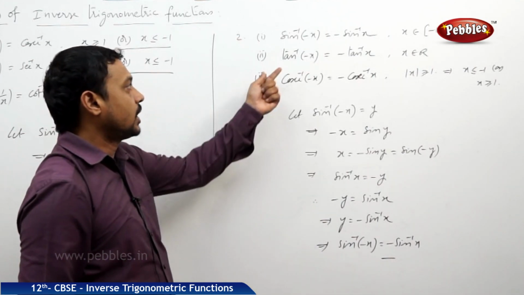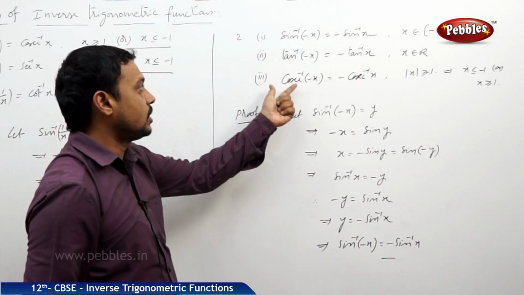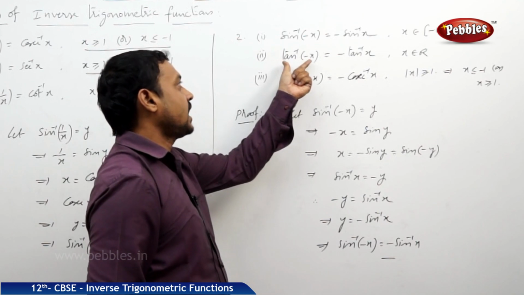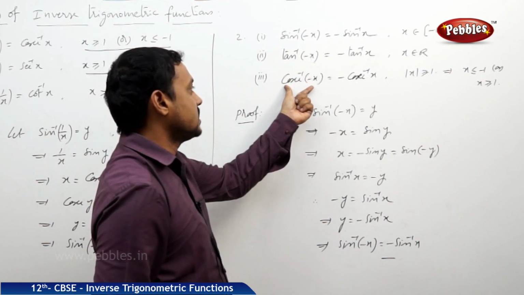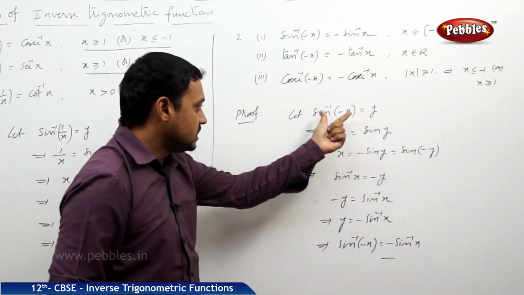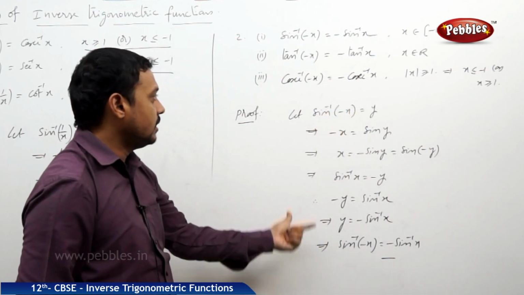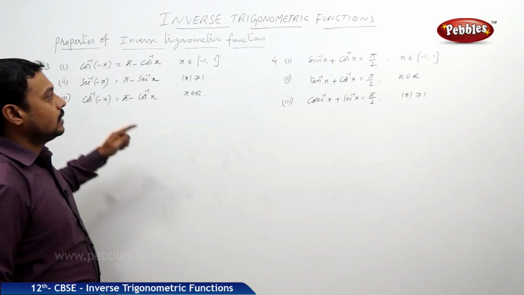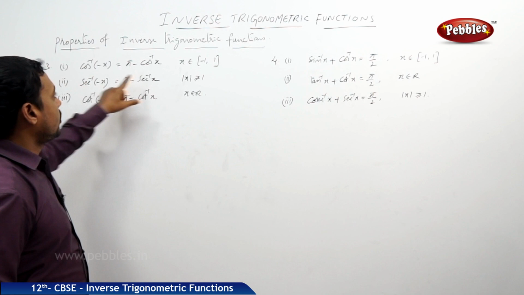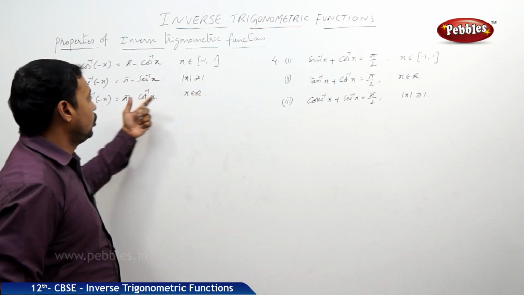Similarly, we can prove the other two statements also. Assuming tan inverse of minus x is equal to some y and cosecant inverse of minus x is equal to some y, just like this proof, we can derive the other two proofs also. Next, we have two more properties on the board.